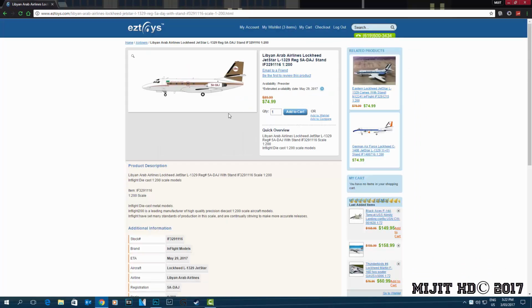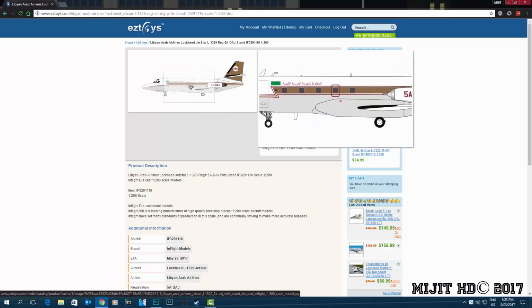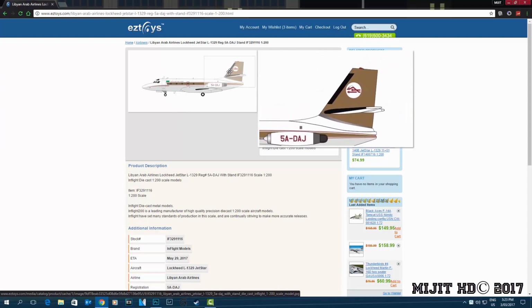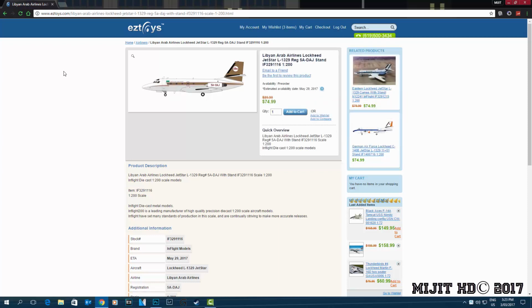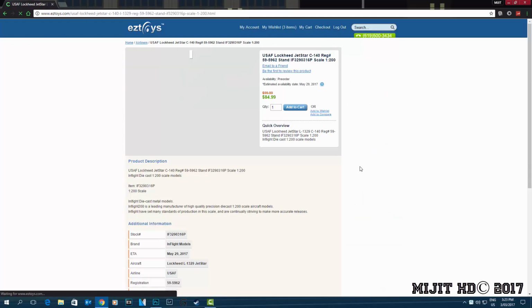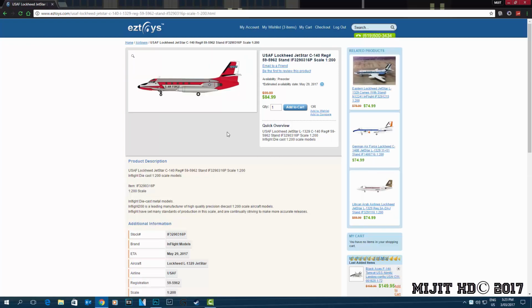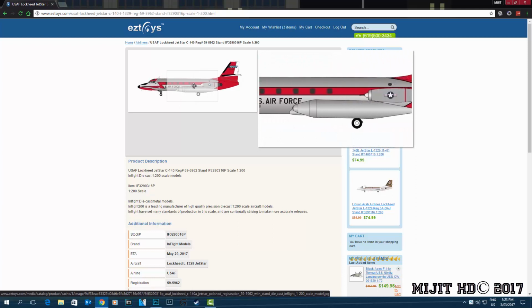Libyan Arab Airlines, Lockheed Jetstar L-1329. Registration is 5A-DAJ. Never heard of this airline. But yeah, it's just another basic livery, basic, you know, from like the 80s. So yeah. And up to the last six models, United States Air Force, Lockheed Jetstar C-140. So this is the militarized version. Registration is 59-5962. Yeah, it doesn't look too bad.